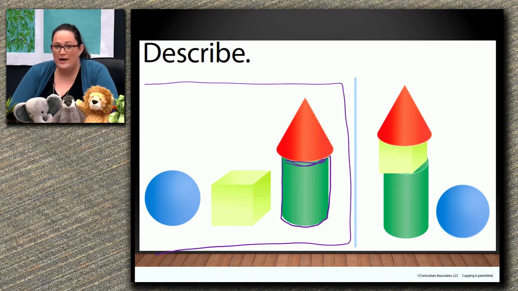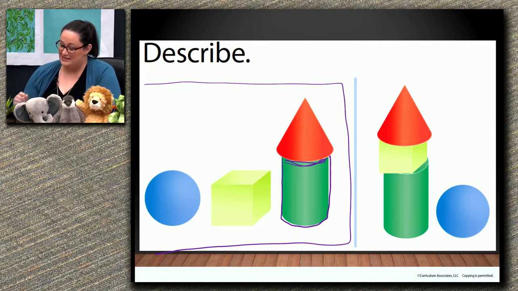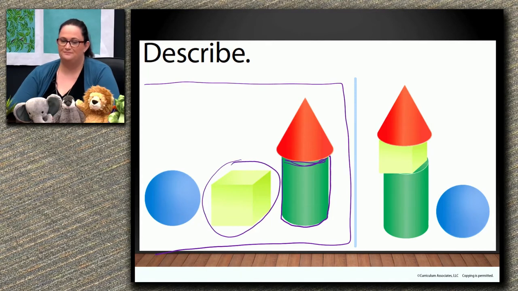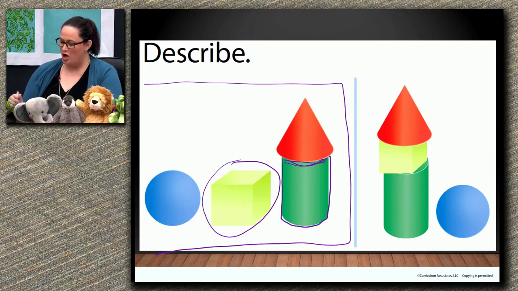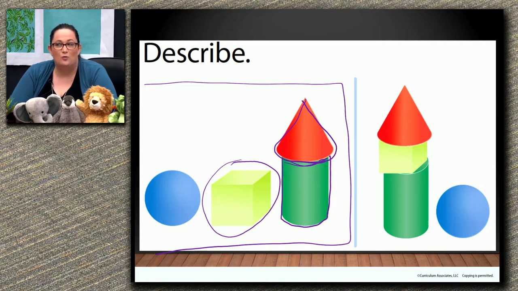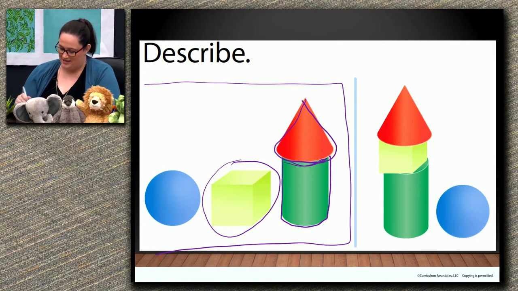Mabel, where is the cube? Do you know where the cube is? The cube is next to the cylinder. Pebble, where's the cone? Friends, where's the cone? The cone is on top of the cylinder. And where's the sphere? It's next to the cube.